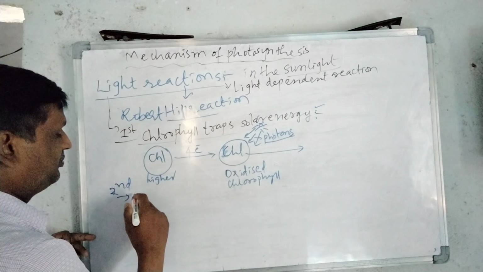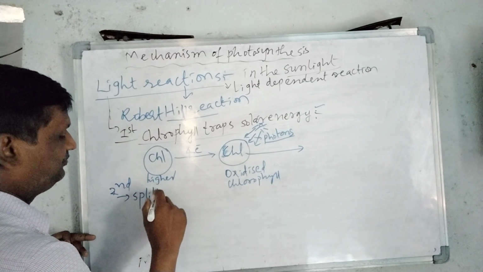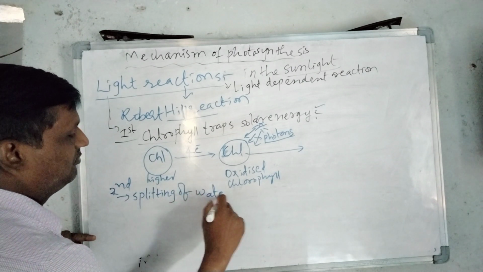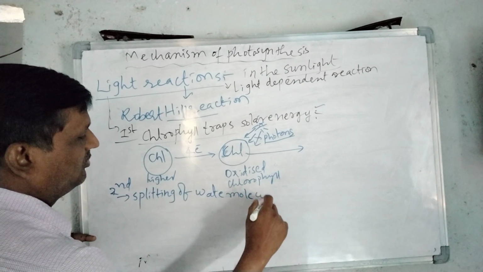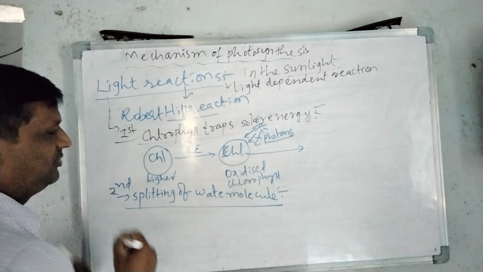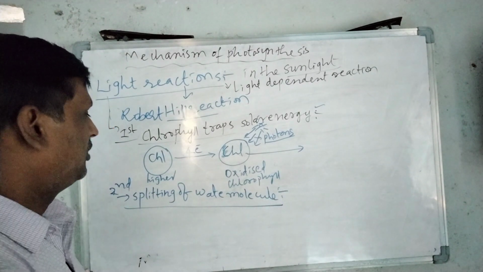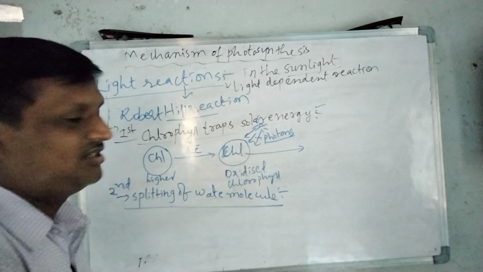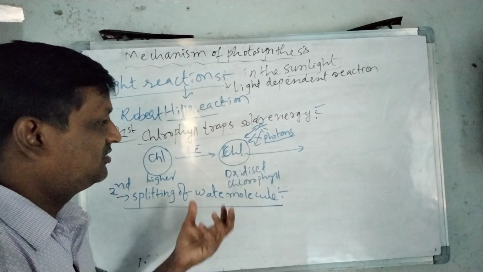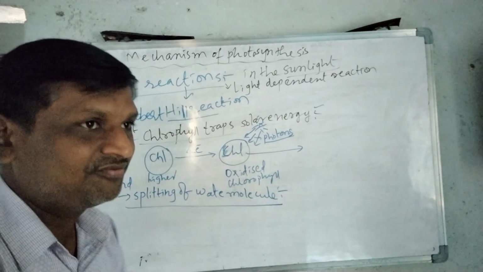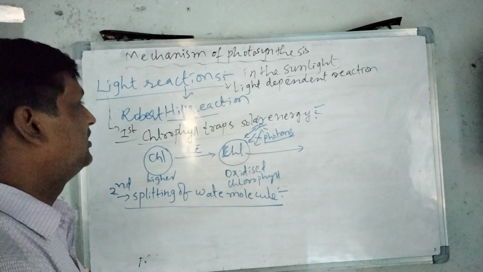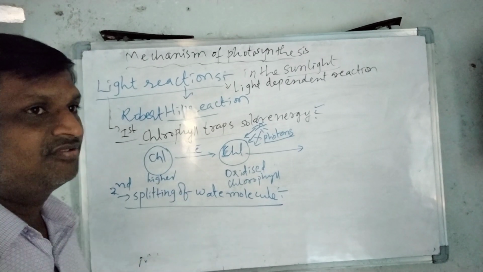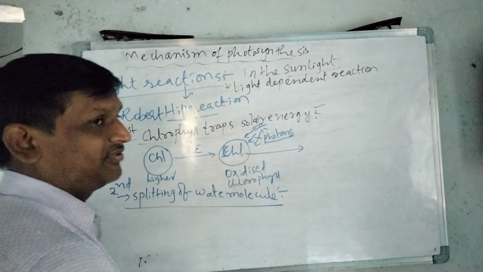Next one, splitting of water molecule. The second stage is splitting of water molecule. So already chlorophyll has received some solar energy, so it is activated, it is in oxidized condition. This oxidized condition of chlorophyll participates in the photosynthesis. Okay, then this activated chlorophyll or oxidized chlorophyll searches for the electrons.